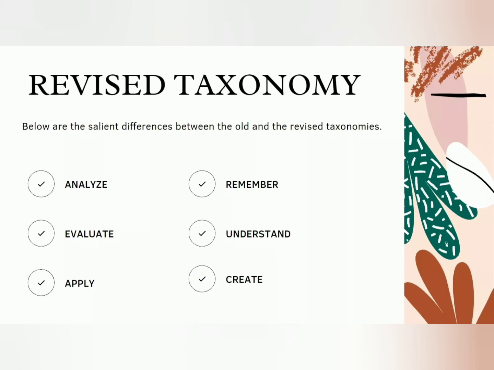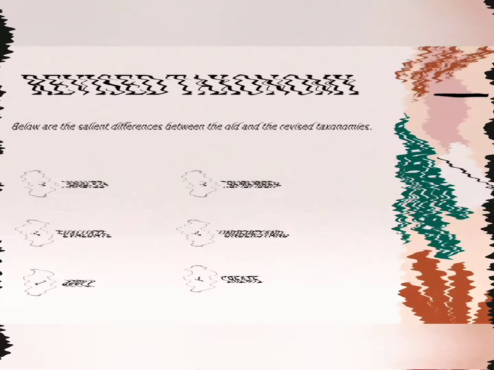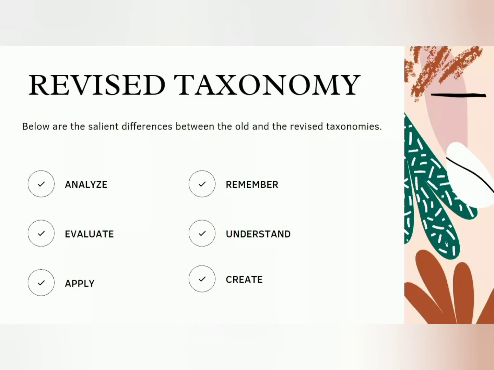The use of action words instead of nouns was done to highlight that thinking is needed to activate the process of learning in the revised taxonomy. For example, analyze instead of analysis. Analyze is the verb in the revised taxonomy, while analysis is the noun in the old taxonomy. So let's proceed to the second one, which is evaluate.